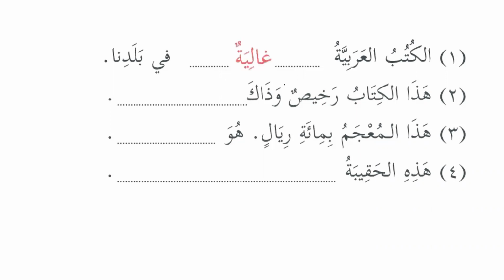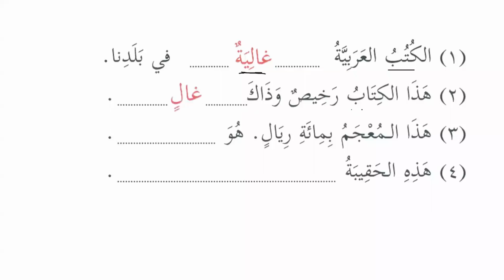Why ghaliyatun? Because we know that al-kutub is ghayru aqil. The plural of ghayru aqil is considered a singular feminine. That's why we will say ghaliyatun. هذا الكتاب رخيص وذاك. This book is cheap and that is expensive. What should we use here? Ghalin or ghaliyatun? Ghalin, excellent.